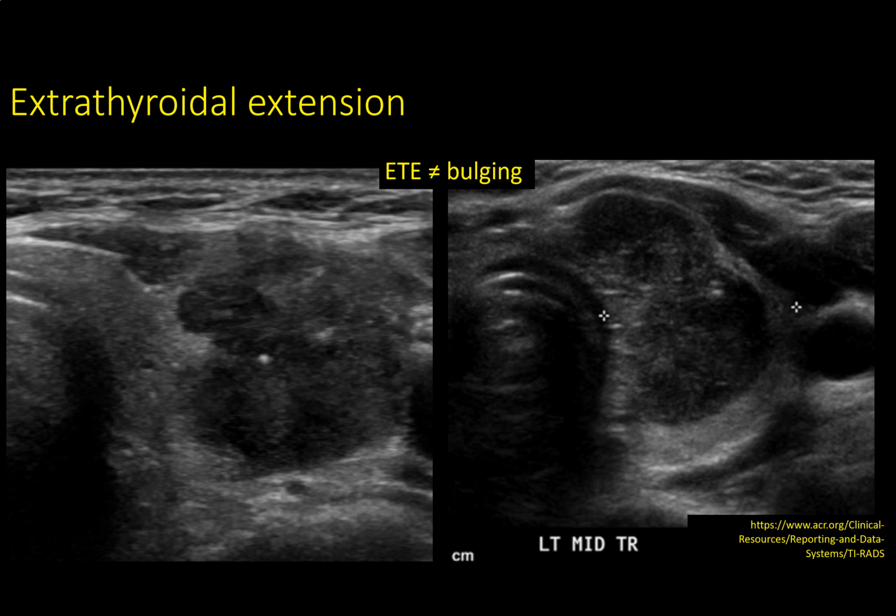The first image shows a nodule that is invading the overlying musculature. This is extrathyroidal extension. The second image is from a publication in Radiology 2018. This is a papillary carcinoma, bulging the thyroid carcinoma in a young woman. No invasion was demonstrated at surgery. No obvious invasion is really seen on the ultrasound image.